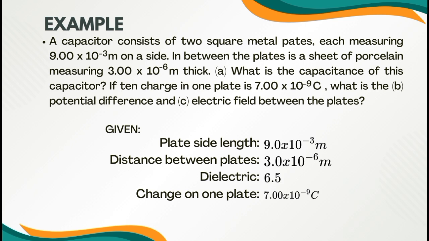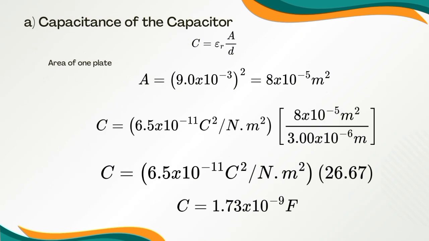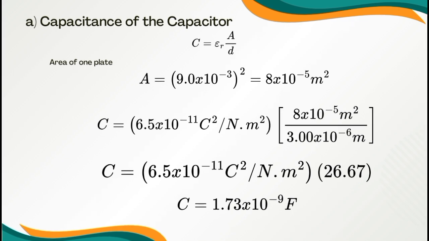In finding the capacitance of the capacitor, we must use this formula. C is equal to the permittivity of the dielectric times the area, divided by the distance in meters. The plate is square, so the area will be 8 times 10 raised to negative 5 meters squared. So the capacitance of the capacitor is equal to 6.5 times 10 raised to negative 11, which is the porcelain, times the area, which is 8 times 10 raised to negative 5 meters squared, divided by the distance. So the answer will be 1.73 times 10 raised to negative 9 farads.